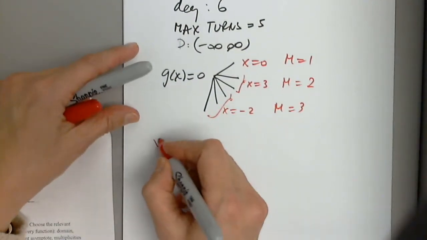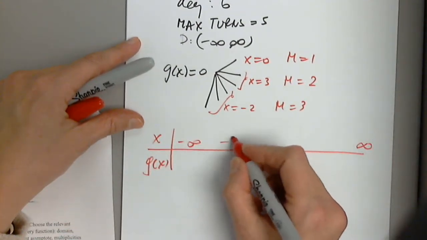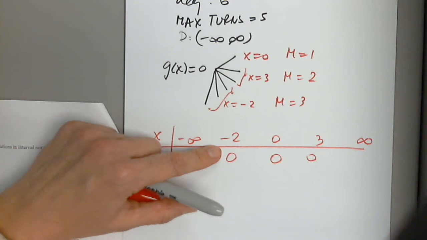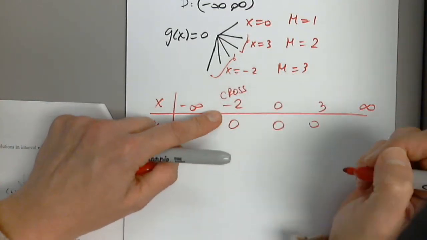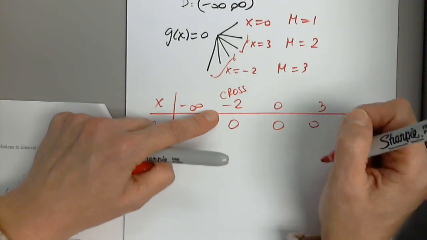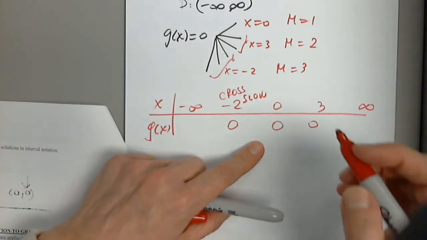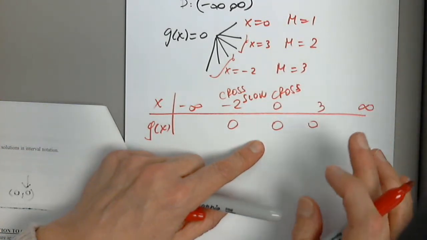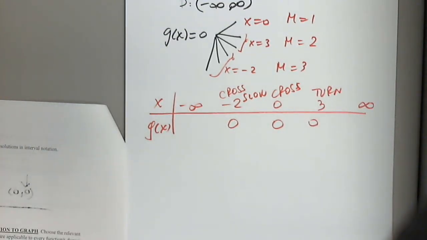Perfect. So let's get our table. G of x, -infinity to infinity, -2, 0, and 3. Please tell me what happens at -2, since multiplicity is 3. Yes, but is it a straight cross or a slow cross? Very good. At 0, what happens? Just the regular cross, multiplicity 1. Finally, what happens at 3? Yes, it does turn. Very good. I need the end behavior and I'm done.